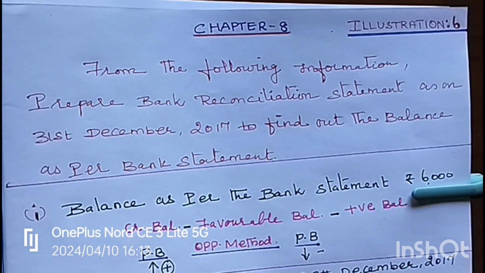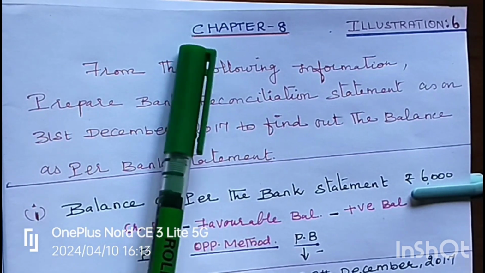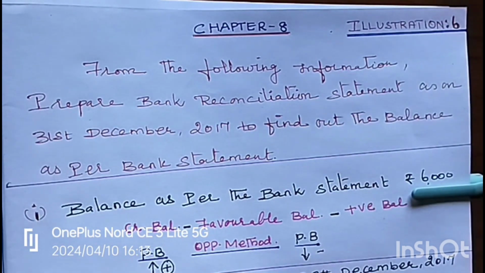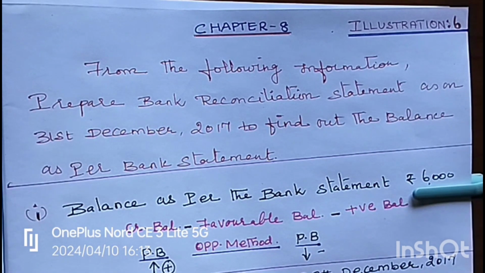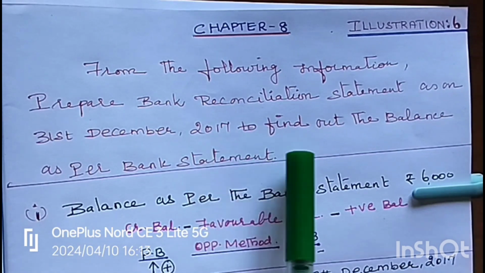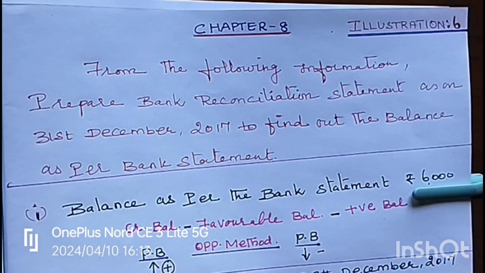In this video, we are going to learn about 11th Standard Accountancy, Chapter 8, Illustration 6, Bank Reconciliation Statement. From the following information, prepare the bank reconciliation statement as on 31st December 2017 to find out the balance as per the bank statement. Listen, based on the question, we will show up the balances of cash book and passbook.